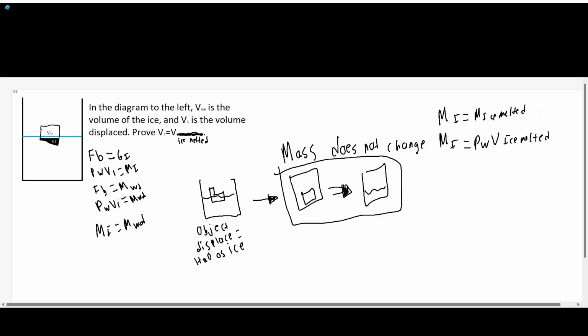Okay? Now think about it. We just have this formula. That means rho water times volume displaced, or volume 1, is equal to rho water times volume of ice melted, which is IM for now. Then we divide rho water on both sides. V1 is equal to the volume of ice melted. And that's how you prove it.